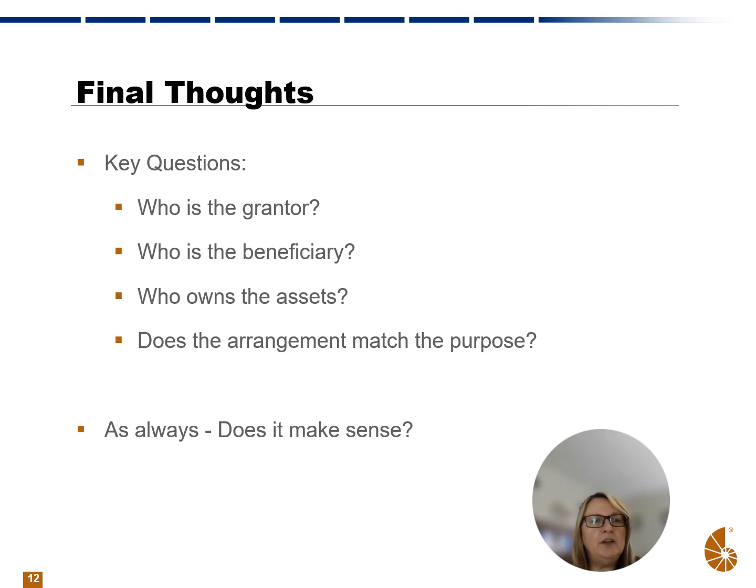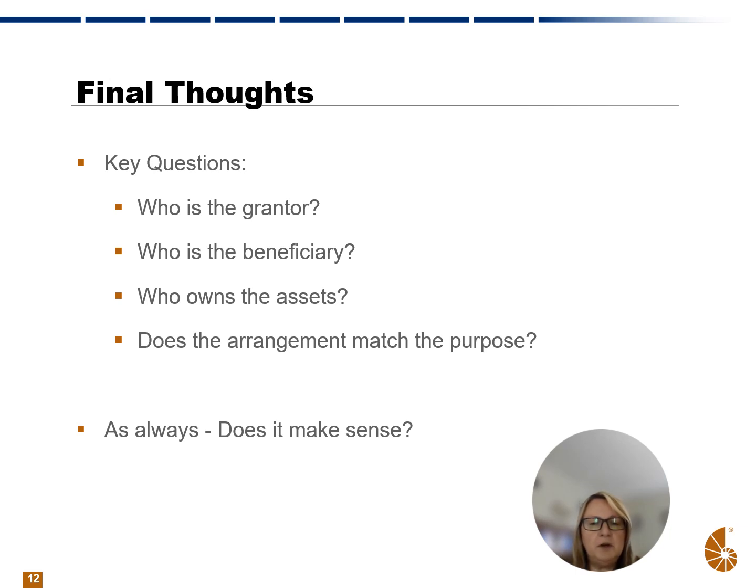Now, a few final thoughts. When you're looking at a trust, you need to look at who the grantor is, who is actually giving the assets, who the beneficiary is, or who is receiving those assets, where the ownership lies for those assets. Is it revocable or irrevocable? Are they named on the trust agreement? As well as the purpose of the trust matching the arrangement that's been established.